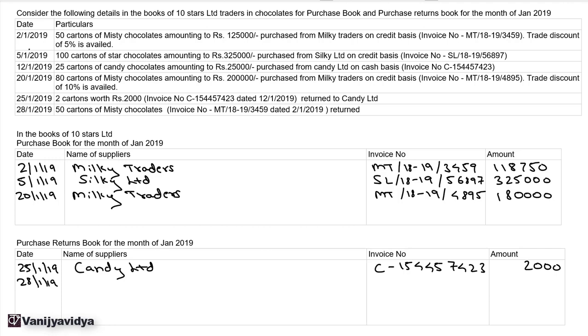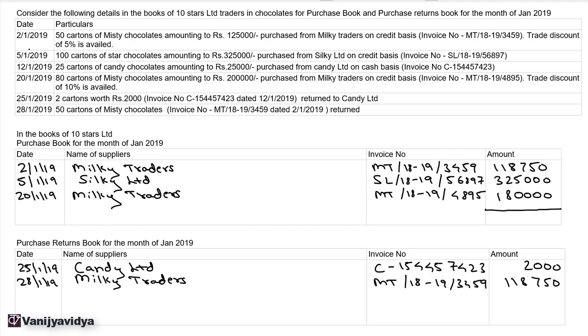20th Jan 2019, Milky Traders, invoice number is MT/1819/3459 and what is the amount? The amount was 1,25,000 minus 5% trade discount, that comes to 1,18,750. So we have recorded all the transactions in your purchase book and purchase return book.